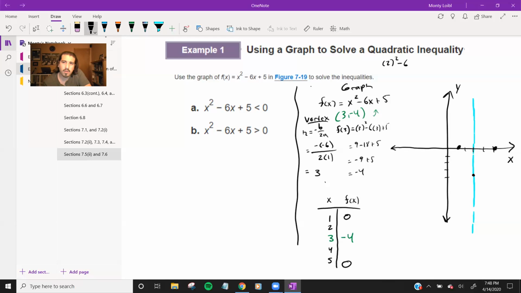We'll erase this here. All right, well, what is that going to equal? Well, 2 squared is 4 minus 12 plus 5. This right here is negative 8 plus 5, which is going to give us negative 3. So we find negative 3.